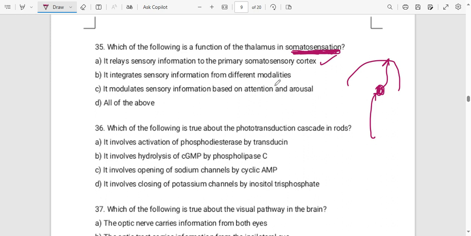Is of action. And then it integrates sensory information from different modalities. We know that, isn't it? From all the modalities, pain and those things. It modulates sensory information based on attention and arousal.